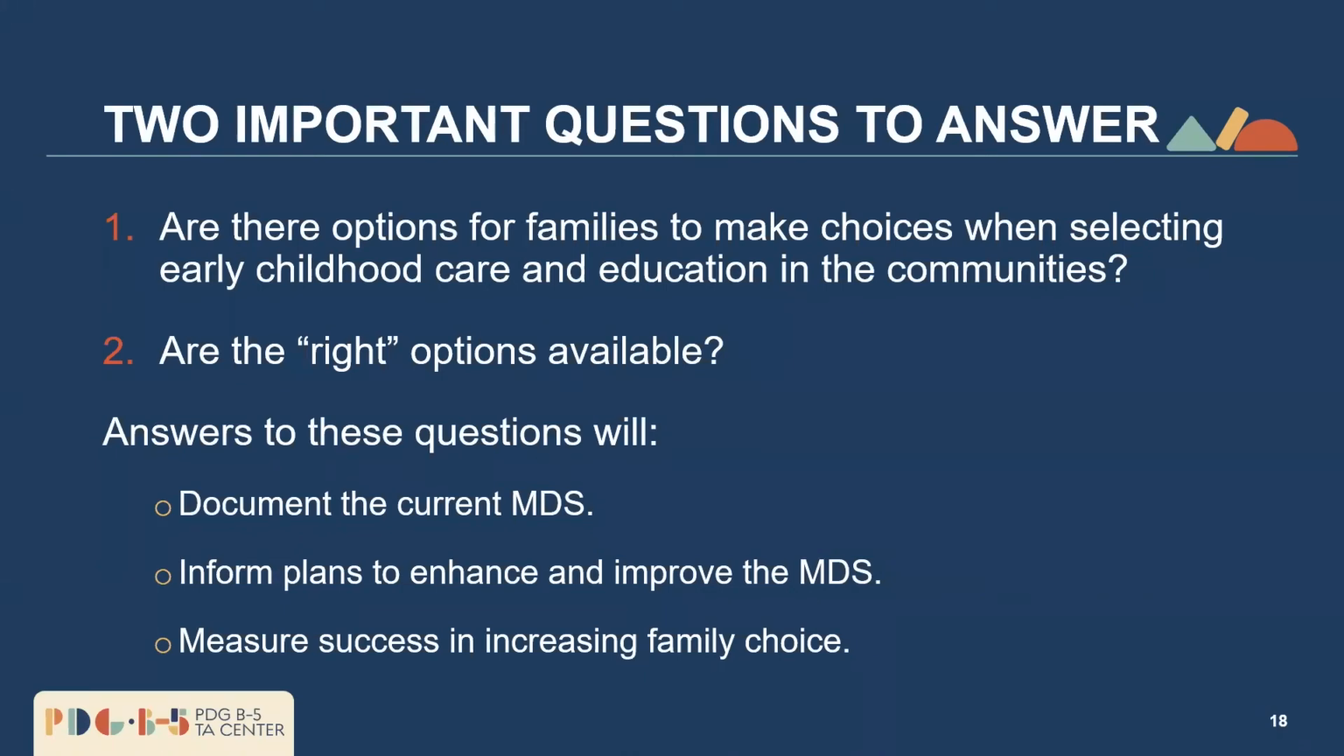Answering these questions will do a couple of things for state level folks. It will help you document your current mixed delivery system. It will help inform plans to enhance and improve your mixed delivery system. You'll be able to look for gaps and places to put plans in place to strengthen the system, and you'll be able to measure success because you'll have a baseline level already documented.